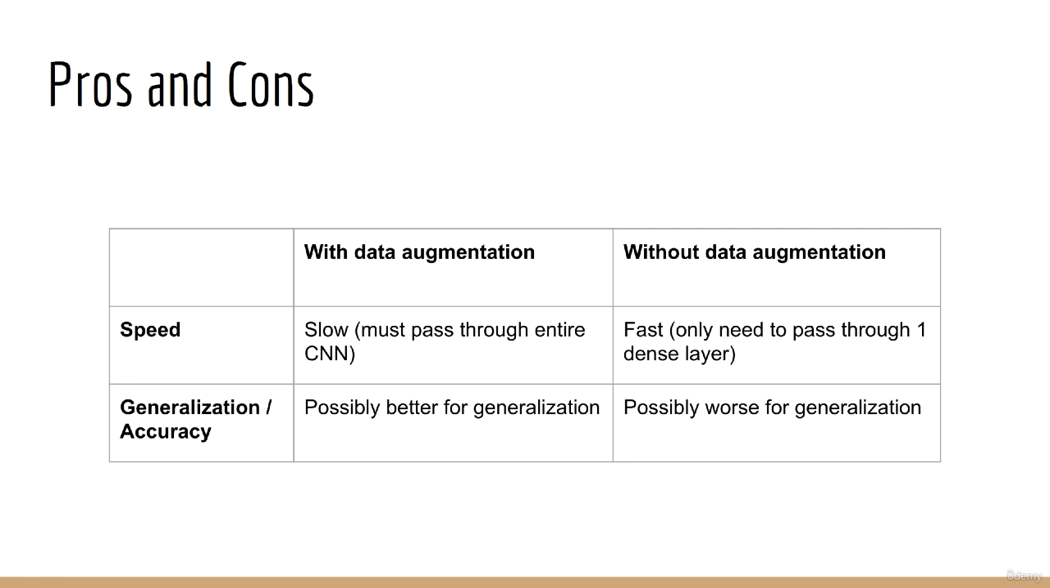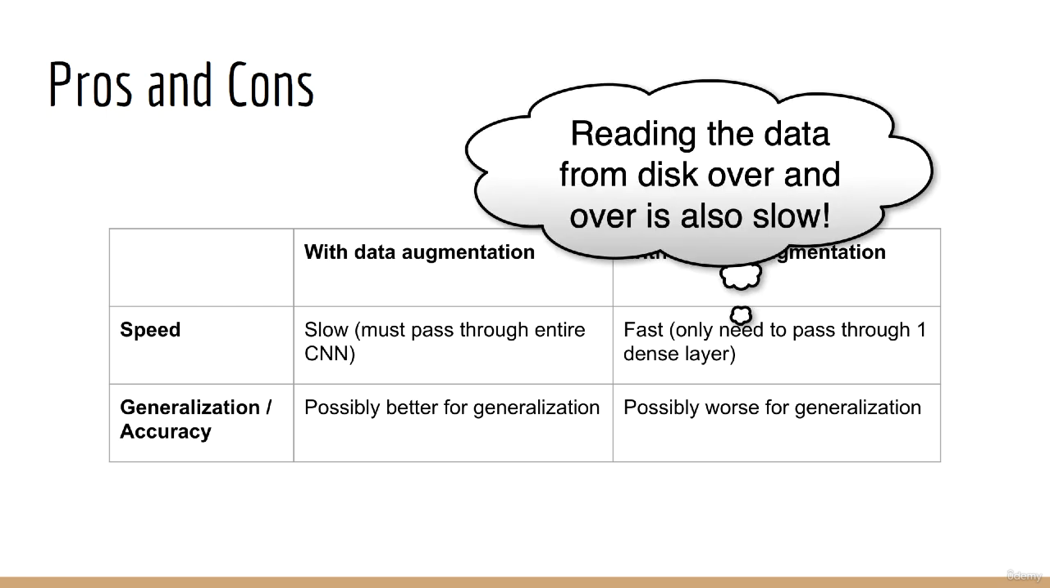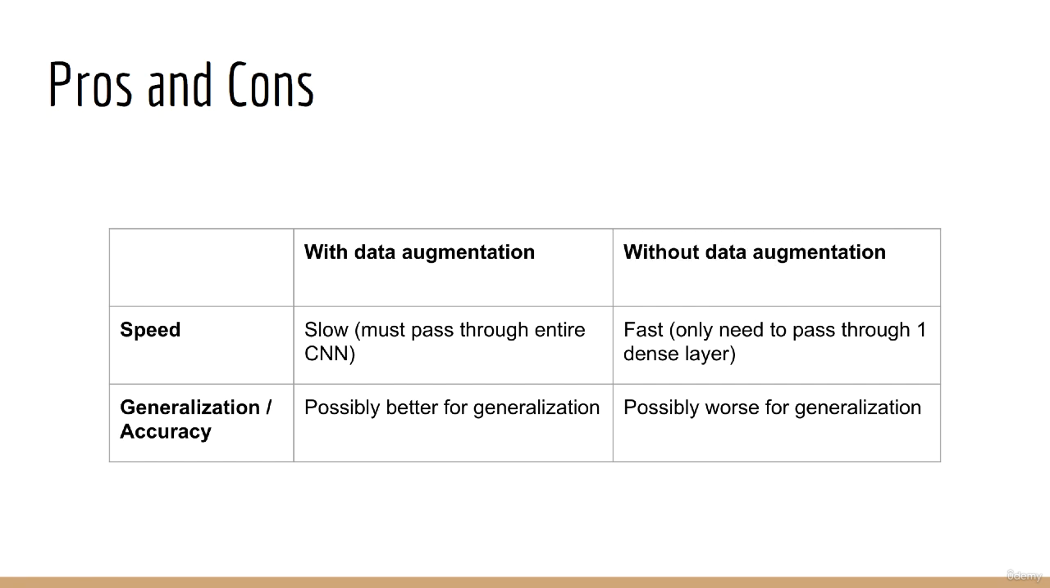There are pros and cons to each approach. Let's list them out. As discussed earlier, when we do use data augmentation, that means we have to recompute the features for every batch we see. This is slow, especially if you have a large network. Yes, it's faster than training the entire network, but still slower than only training a logistic regression. On the other hand, data augmentation may help your model generalize better.